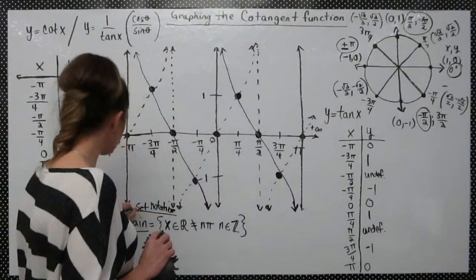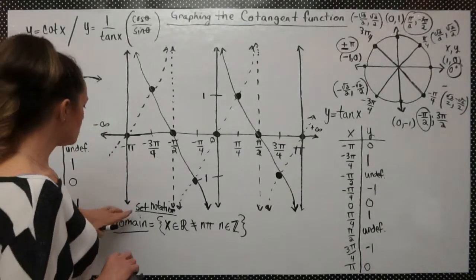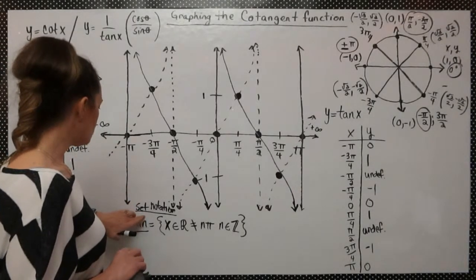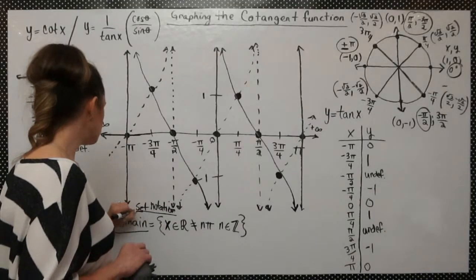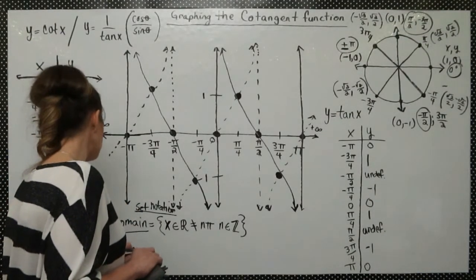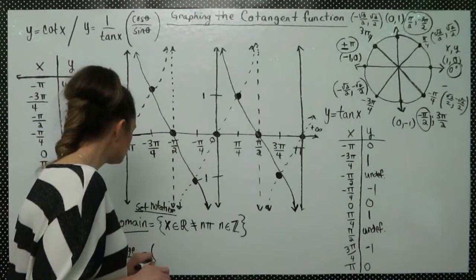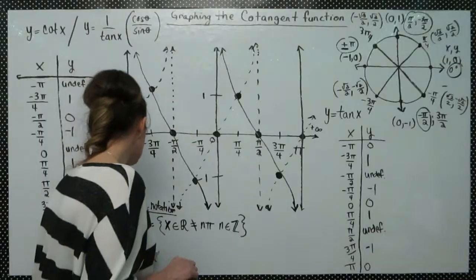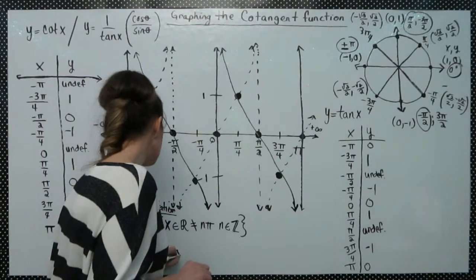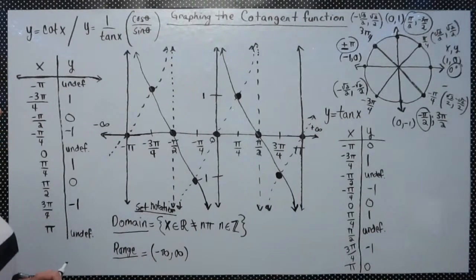And then for the range, there are no excluded values. The range is the set of all y values, the dependent variable. So it's a lot easier to state, because that's just going to be negative infinity to positive infinity in interval notation. All right, so not too bad.